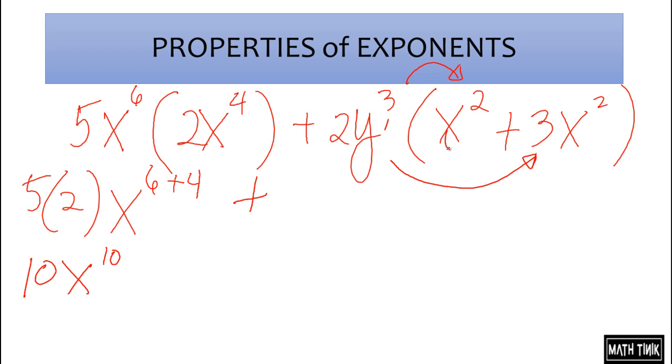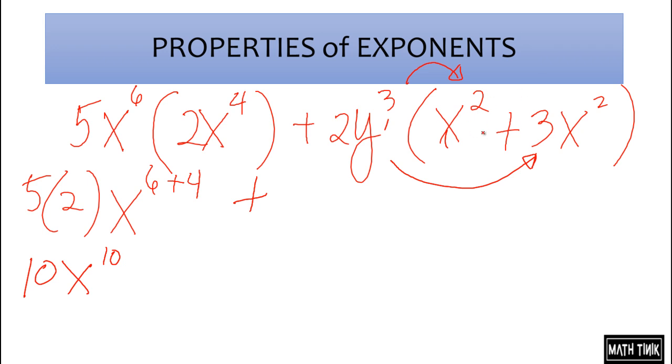Then, of course, you can add them. Since x squared, the other variable here is x squared also. There's only 3x squared here, and this one is 1x squared. So, it's like 1 flower plus 3 flowers, and therefore, it will give us 4 flowers.